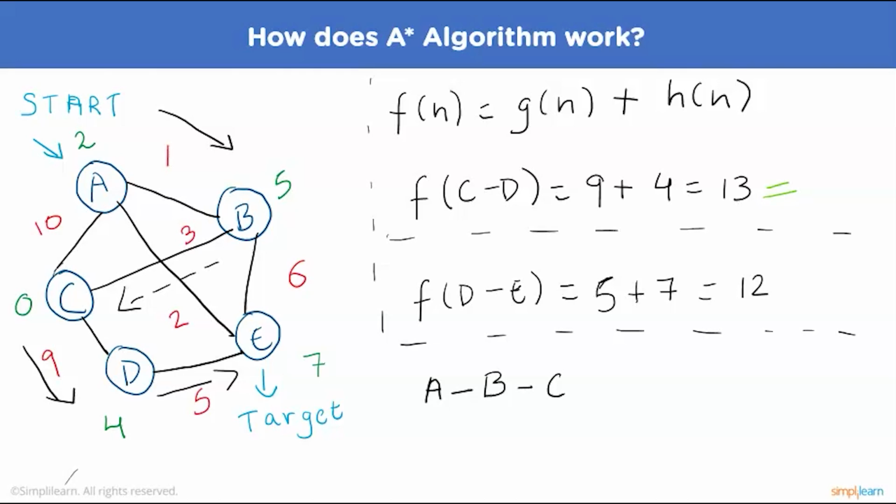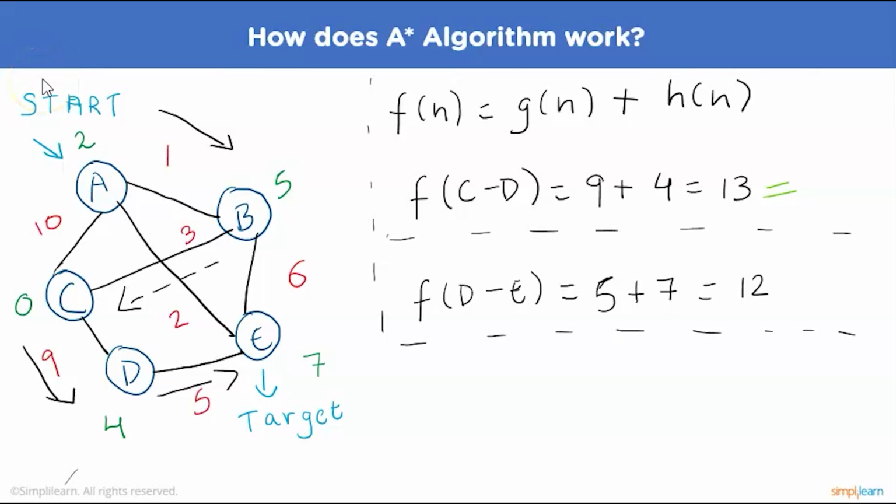From C, we didn't have any other option. We couldn't backtrack or go back to B, and we couldn't go to A because this path had already been considered and ruled out. So the only path we could take from here was to D. And again from D, the only path that we could take was to E.